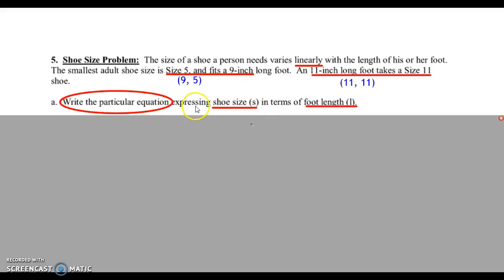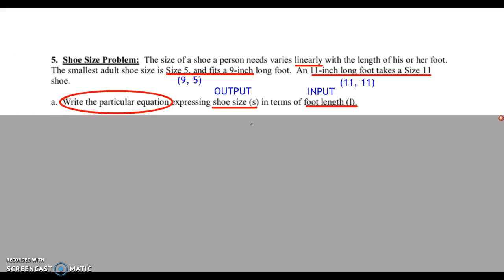It even says here we're supposed to be expressing shoe size, so the first thing that's given, that shoe size, is supposed to be the output in terms of foot length. When it says "in terms of," that means that this variable is going to be the input. So everything about this problem is telling me that the input value is supposed to be the foot length, that's 9 inches in this case, and the output is supposed to be shoe size, in this case that's 5. And in this one it's a little bit easier because both numbers are 11, so it doesn't really matter which order we put it in, does it?